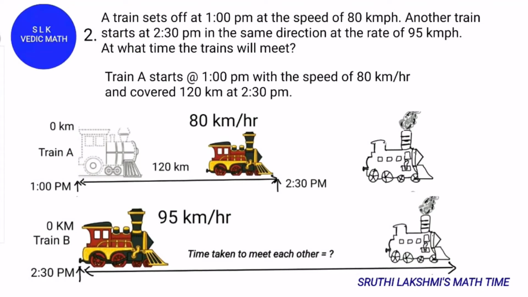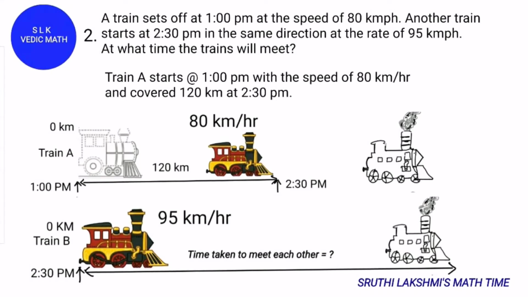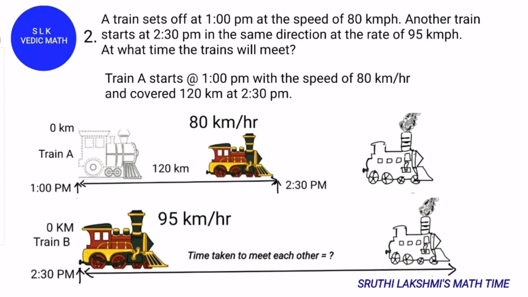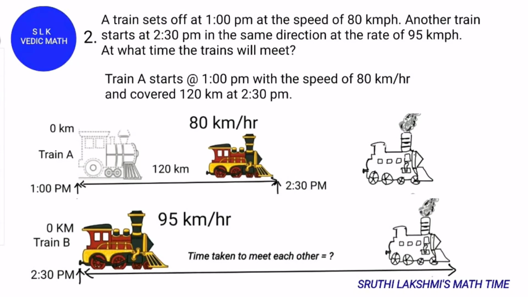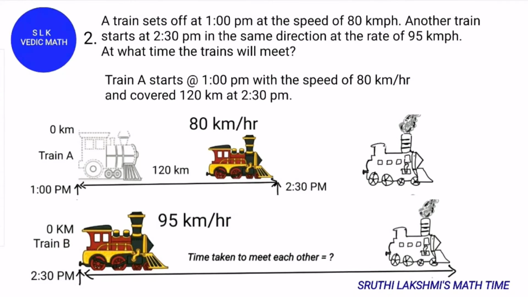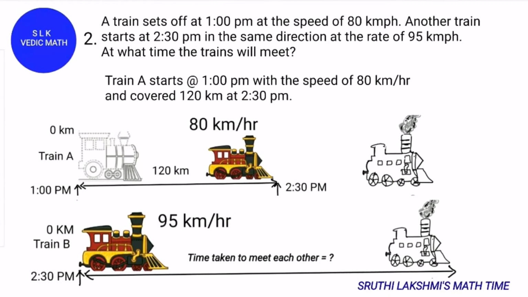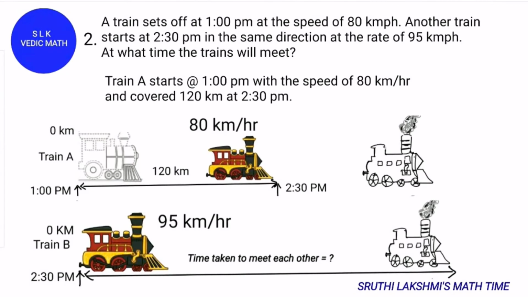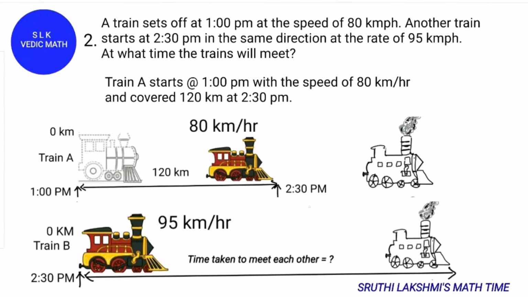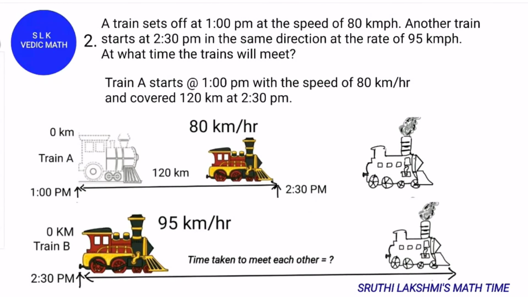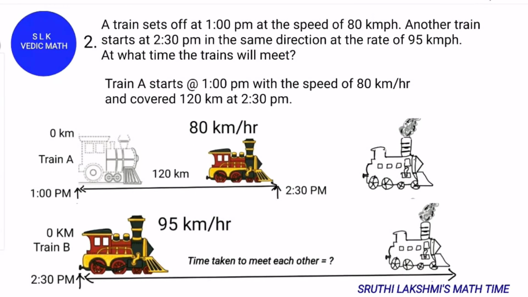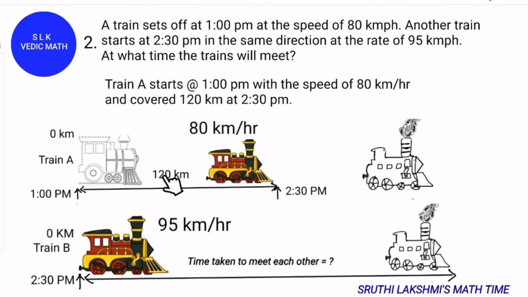So now when train B starts at 2:30 p.m., we need to find the distance train A has covered when it runs at 80 km per hour. So when it is running at 80 km per hour, it will run for 1 hour and 30 minutes. So we need to find the distance it covers in 1 hour and 30 minutes. We know in 1 hour it covers 80 km, and in 1 hour and 30 minutes it's going to cover 120 km.